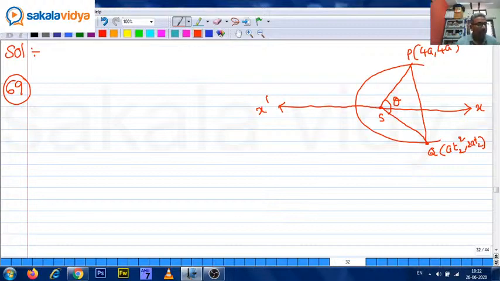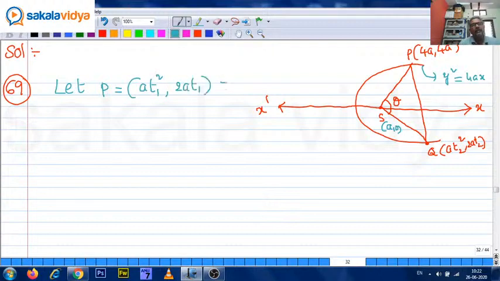The focus coordinates will be (a, 0), because the equation of the parabola is y square is equal to 4ax. Let us say P is (at1 square, 2at1) equal to (4a, 4a), and Q equals (at2 square, 2at2).